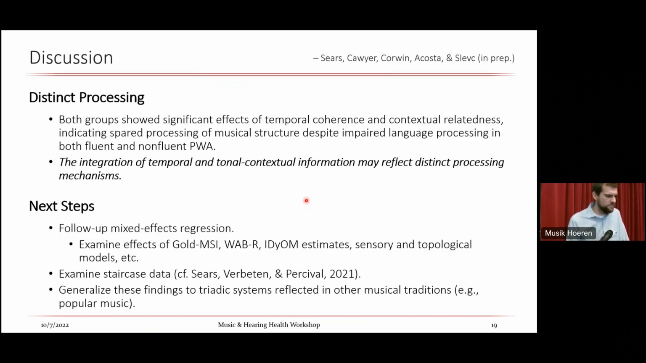And then finally, we're currently running other studies where we try to generalize these sorts of priming effects to triadic chord progressions that are from other musical traditions like rock. Sometimes you can get non-Western triadic systems like Brazilian choro, which we're also interested in.